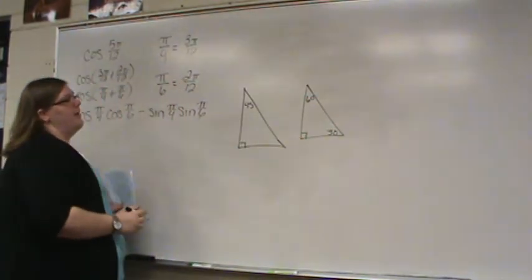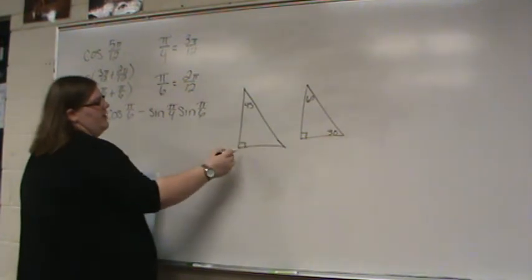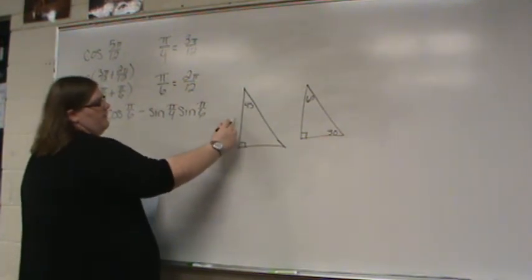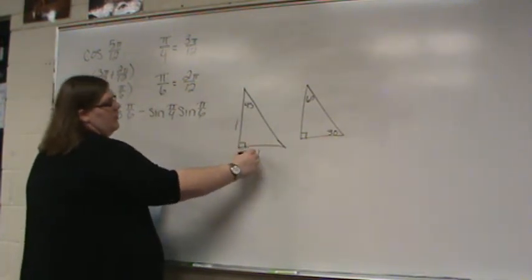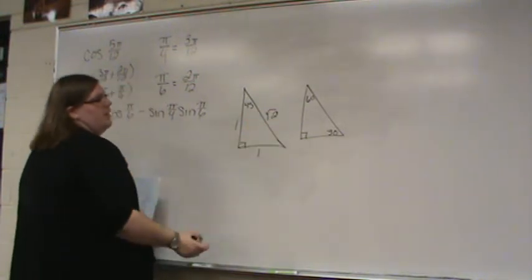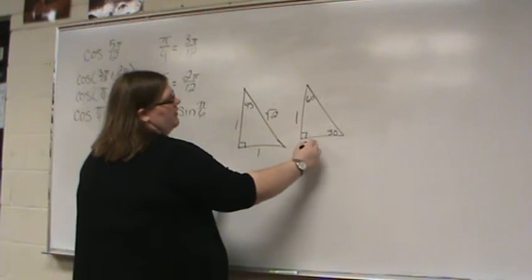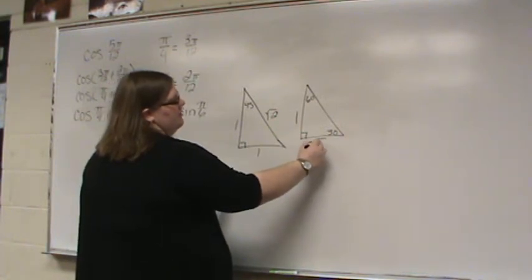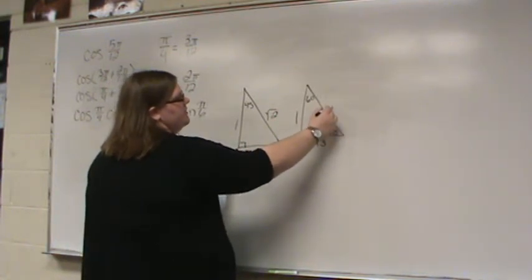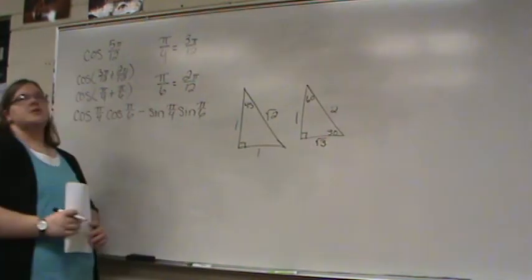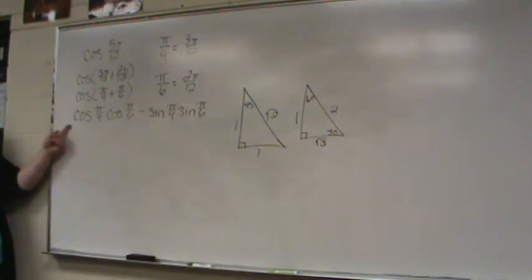So how do I label my 45, 45, 90 triangle? 1, 1, root 2. And then my 30, 60, 90, what's across from my 30? 1. Across from my 60? Root 3. And then my hypotenuse is a 2. So that's what we're going to use to find the exact values for these.